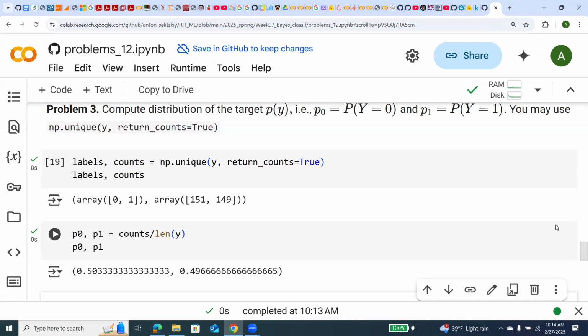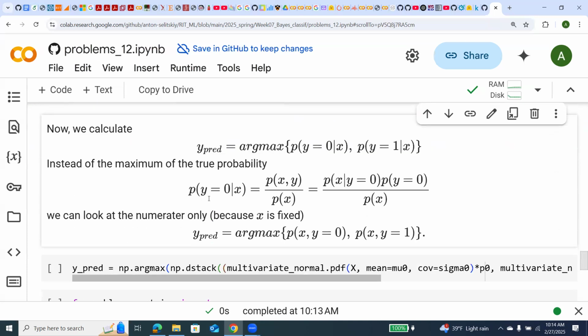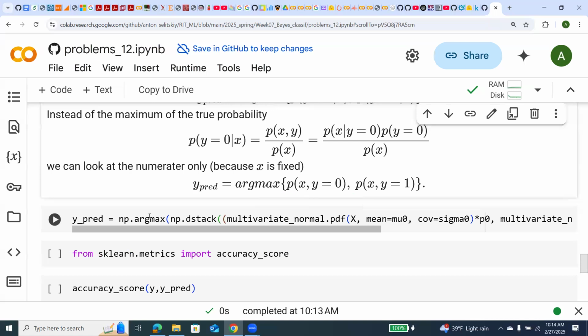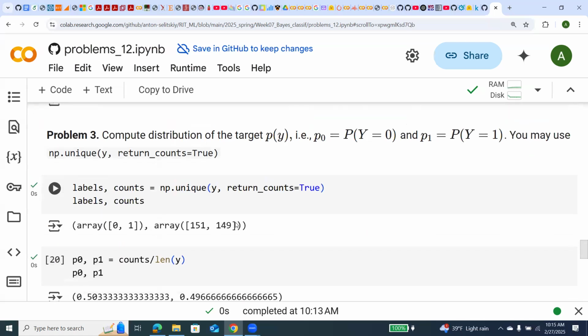Then we calculate the same for the probability that our point belongs to class 0, and then we choose the maximum value and assign the label. So yeah, here is the formula. And here is actually the solution. Y pred equals, okay, you don't even need to calculate that.